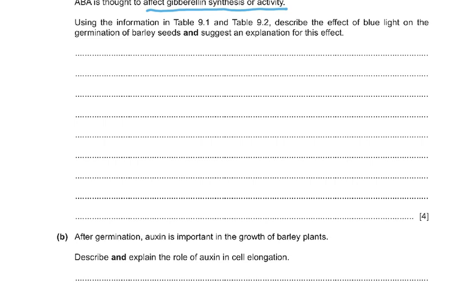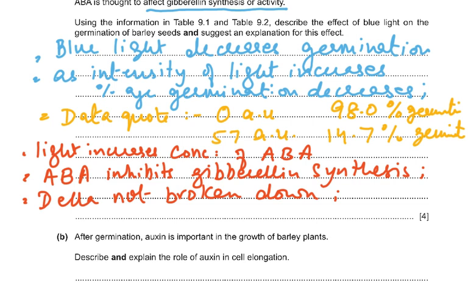And then you could have given me any other valid suggestion like DELLA not broken down, or promotes dormancy, or stops gene expression. So any of these points: blue light decreases germination, as intensity of light increases, percentage germination decreases, then the data quote 0 AU 98% germination, 57 AU 14.7% germination, then the explanation: light increases concentration of ABA, ABA inhibits gibberellin synthesis, DELLA not broken down.